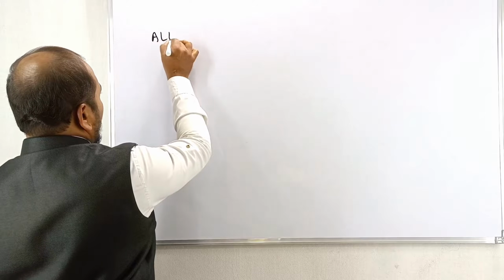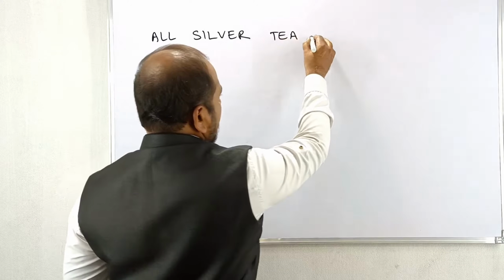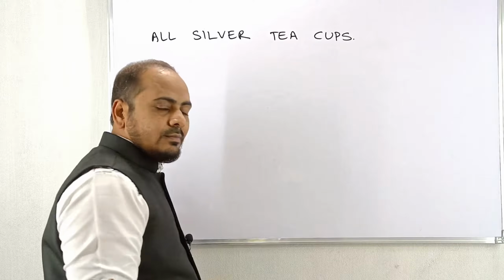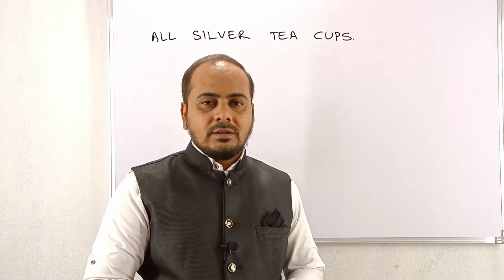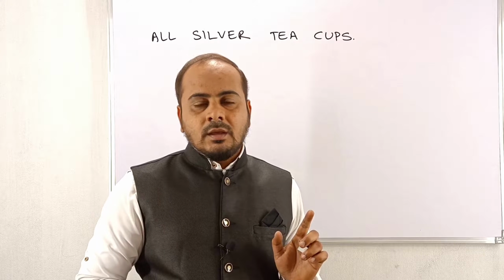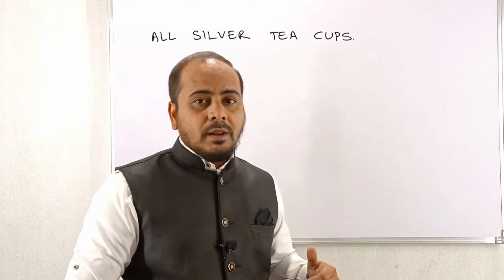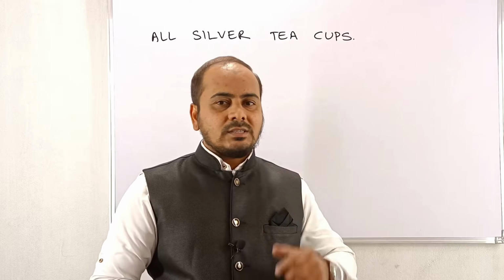Today, our topic is from trigonometry: all silver tea cups. You may have the doubt whether all silver tea cups is a topic. Let us see. All, silver, tea, cups. My dear student, this is not a chapter and it is not any topic. This is one of the tricks to remember some ratios of trigonometric functions. So what is the trick we are applying? How to apply this all silver tea cups concept in our calculations, that we shall see now.